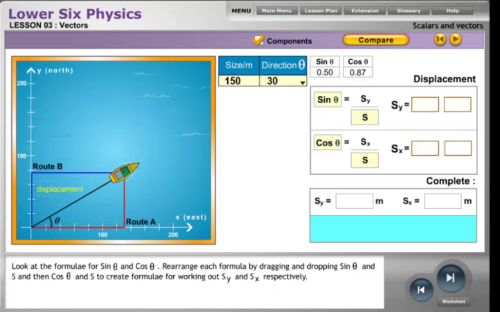Look at the formulae for sin theta and cos theta. Rearrange each formula by dragging and dropping sin theta and S and then cos theta and S to create formulae for working out Sy and Sx, respectively.